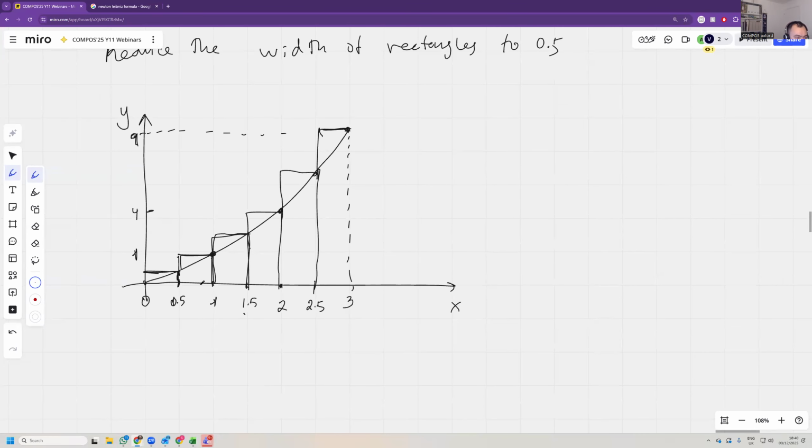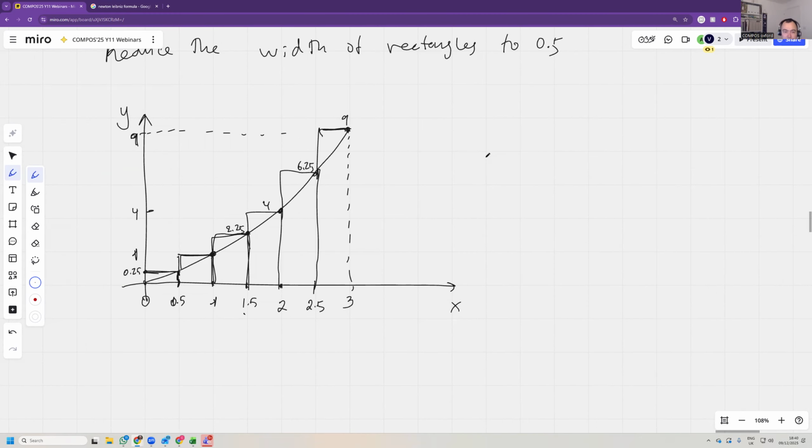And then I can recalculate, because now I know this is 0.25, because 0.5 squared is 0.25. 1 is 1. 1.5 squared is 2.25. This is 4. This is 6.25. And this is 9. So that's going to be 0.5 times 0.25.